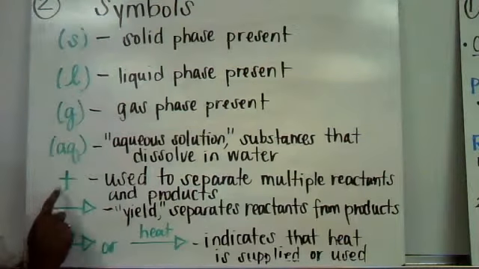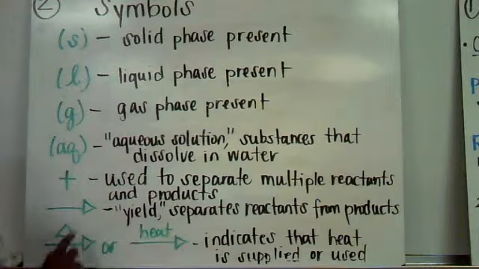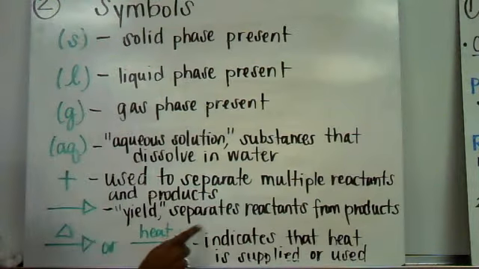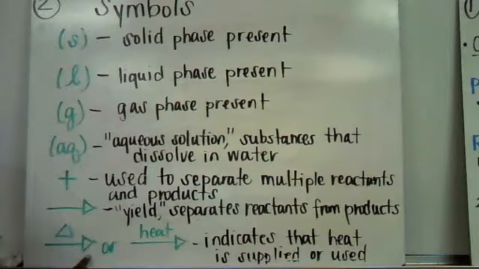A plus sign is going to be used to separate the multiple reactants from each other, and the products from each other. This is a yield sign. It represents the separation between the reactants and the products. And then you have a yield sign with a triangle on top, or a yield sign with the word heat on top. This is going to indicate that heat is supplied or used in the reaction.